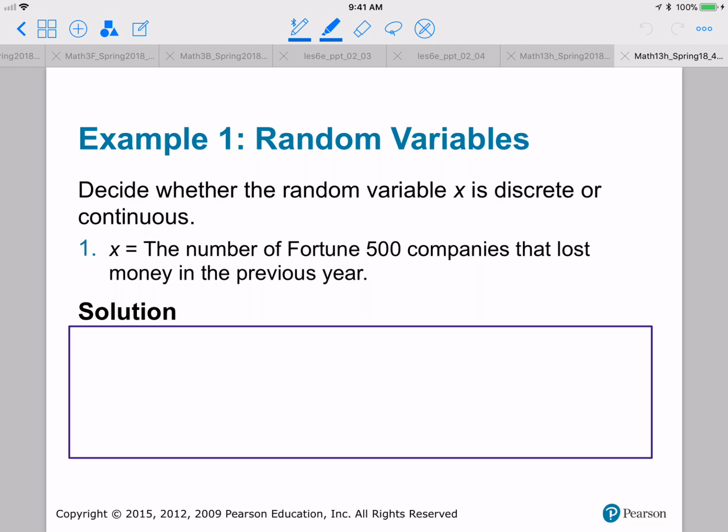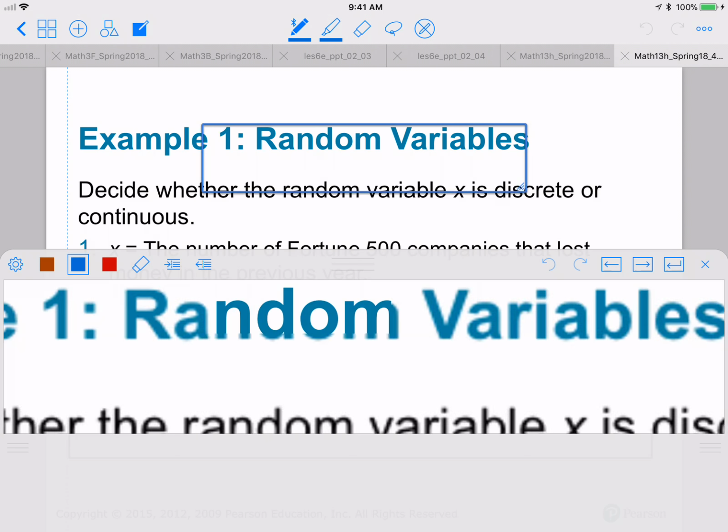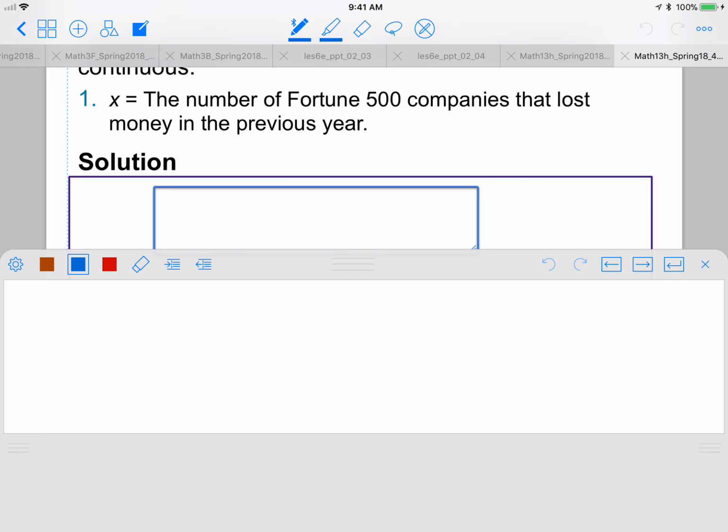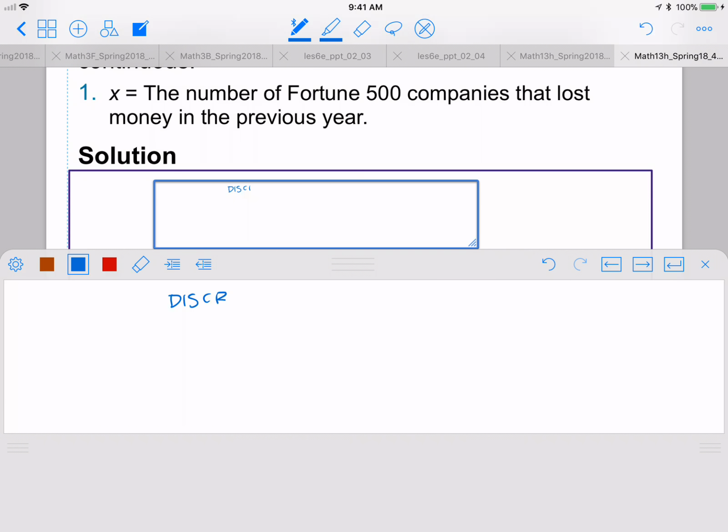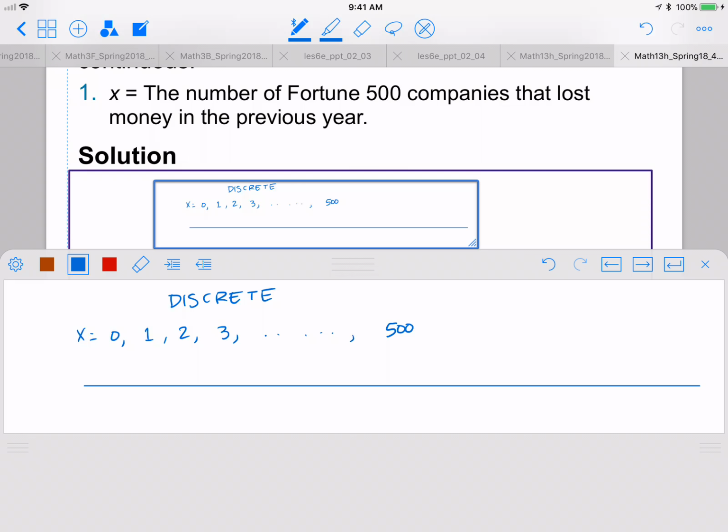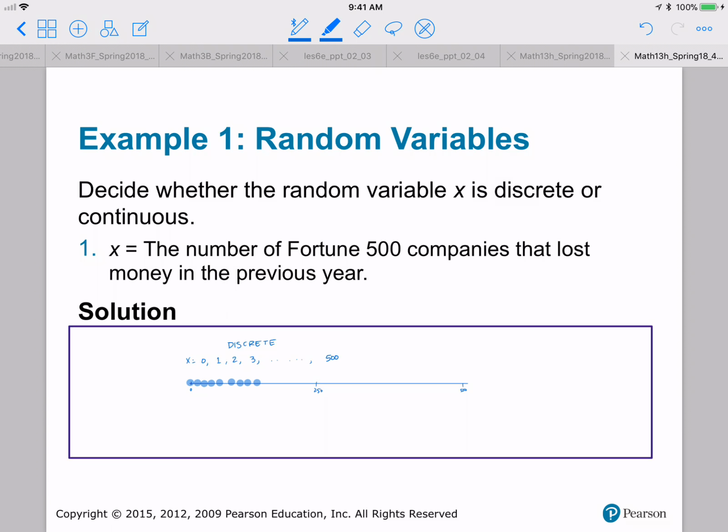Let's practice for this first one here. So take a moment, read it. The answer is going to be discrete. Why? Because x is either going to be 0, 1, 2, 3, any whole number between 0 and 500. So if we were to draw on a number line, here's 0, here's 500, here's 250. We would just have a bunch of little dots. So it will be a discrete random variable.